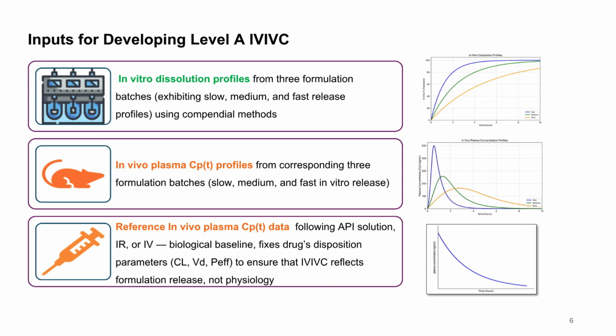We also need reference in vivo plasma concentration time data, obtained following an API solution, immediate release formulation, or intravenous administration. Why is this so important? It serves as our biological baseline to fix drug disposition parameters such as clearance, volume of distribution and effective permeability. Fixing these disposition parameters ensures the IVIVC reflects formulation release behavior rather than underlying physiological variability.